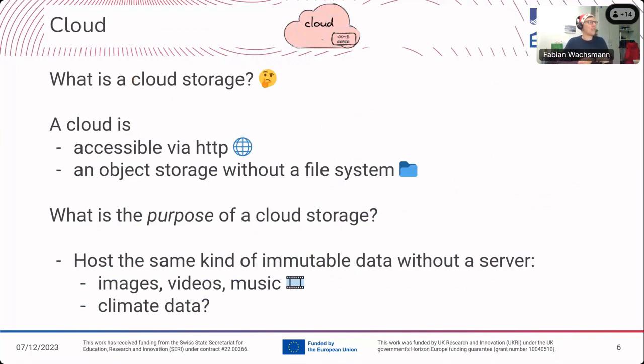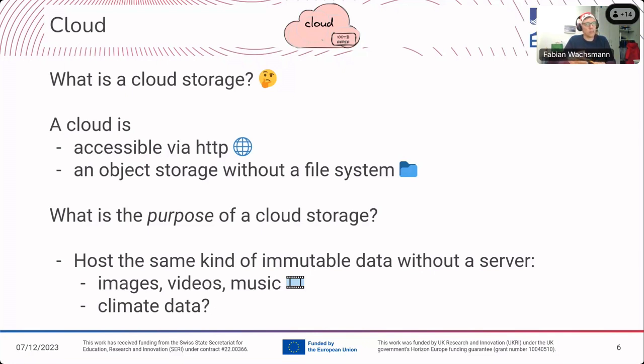What is cloud storage? A cloud is defined by 2 major things. First, cloud storage is accessible via HTTP. The communication with the cloud storage goes via HTTP, of course, through an API. And the second thing is that the cloud is an object storage, and object storages don't have file systems. Those are the 2 major things which define a cloud storage.